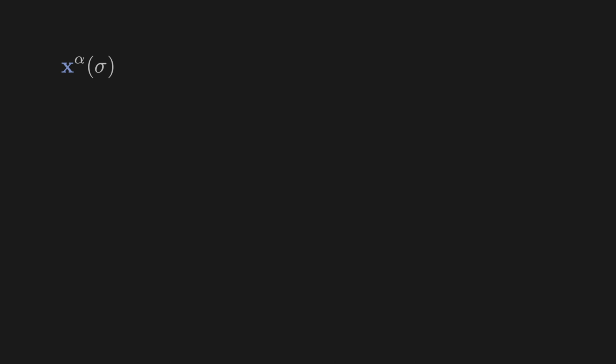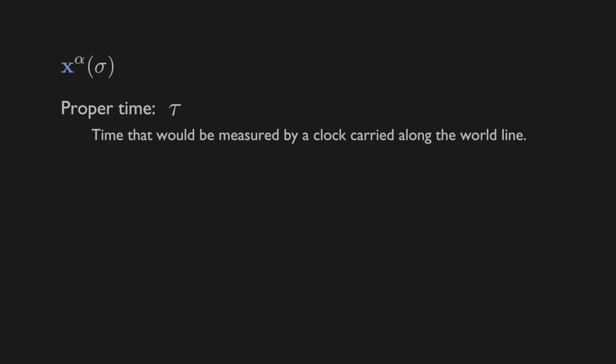Sigma can be any parameter, but a natural one to choose is proper time, typically denoted as tau. This is the time that would be measured by a clock carried along the world line. Mathematically, proper time is defined as time multiplied by this factor, which is a decreasing function of the speed. If you're familiar with relativity, you'll recognize this immediately as the inverse of the relativistic gamma factor. For a non-constant speed, this should be written in the differential way like this.